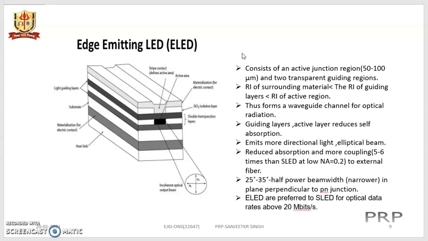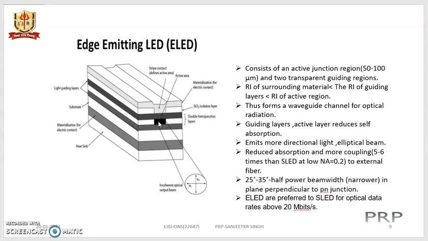Second type, edge emitter LED. So this is the construction. This is the active region. It consists of an active junction region of 50 to 100 micrometer and two transparent guiding regions. So these are the two transparent guiding regions. The guiding layers have a refractive index that is less than the active region, but more than the surrounding material, and thus form a waveguide channel for the optical radiation.